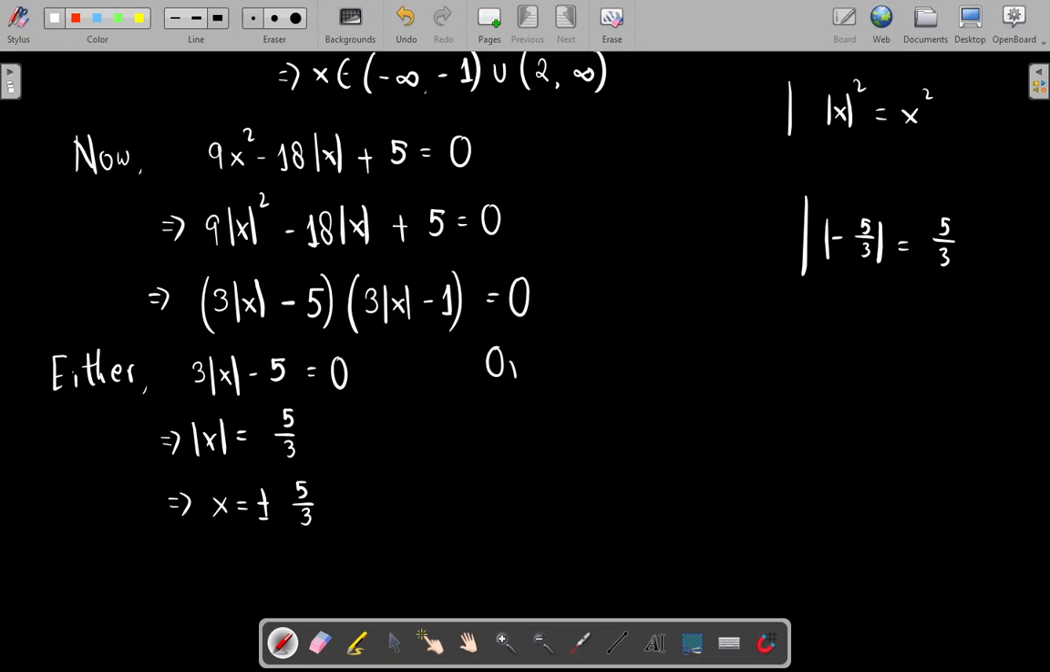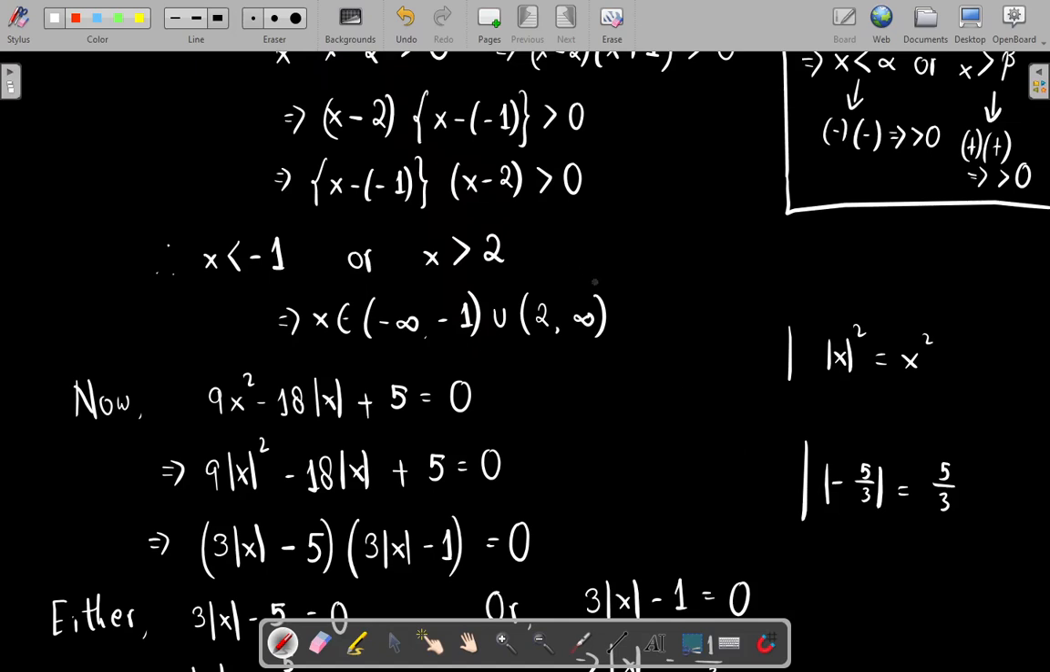Okay, so in the other factor we get, if 3 mod x minus 1 is equal to 0, this implies mod x is 1 upon 3, and this implies x can take the values plus or minus 1 upon 3. Is the factorizing all right? 9 mod x square minus 3 mod x minus 15 mod x plus 5. Okay, so either x is plus or minus 5 upon 3, or x is plus 1 upon 3 or minus 1 upon 3.